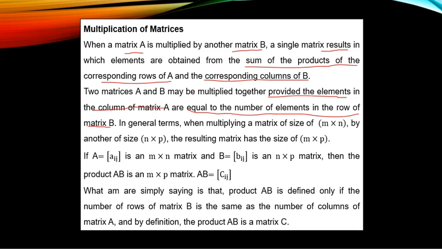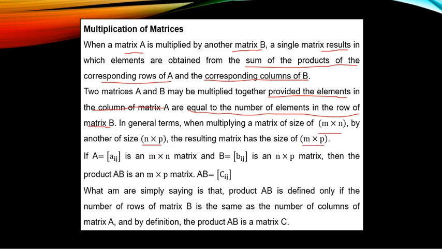So in this multiplication, the dimensions must not be equal. What must be equal is the number of columns in the first matrix and the number of rows in the second matrix. In general terms, when multiplying a matrix of size m by n by another matrix of size n by p, the resulting matrix has the size m by p.